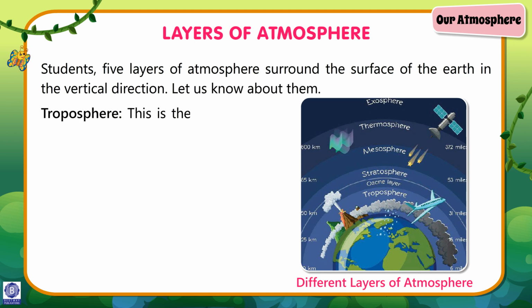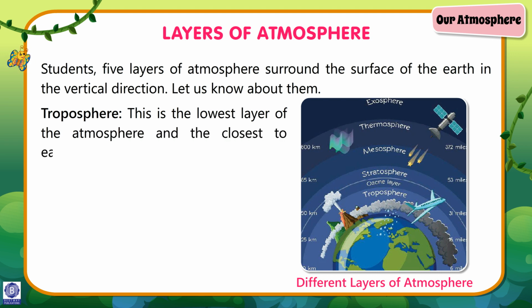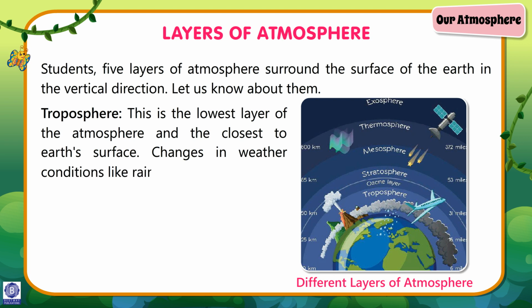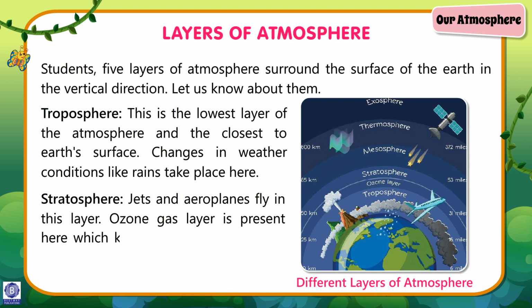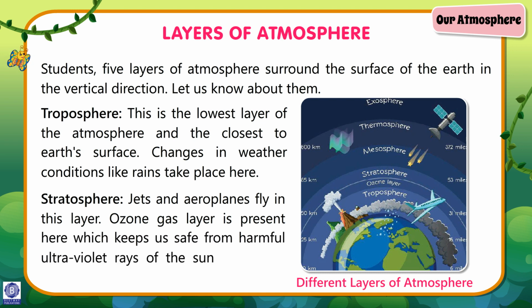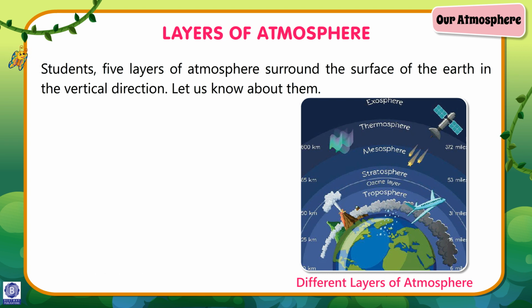Troposphere. This is the lowest layer of the atmosphere and the closest to Earth's surface. Changes in weather conditions like rains take place here. Stratosphere. Jets and aeroplanes fly in this layer. Ozone gas layer is present here, which keeps us safe from harmful ultraviolet rays of the sun, which can lead to cancer and skin diseases.